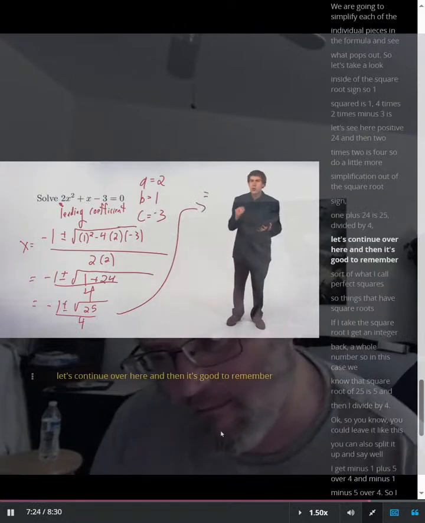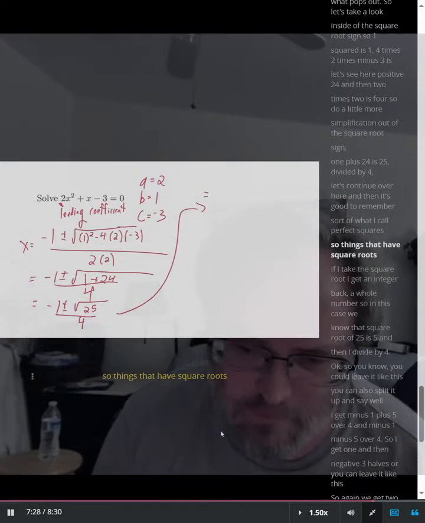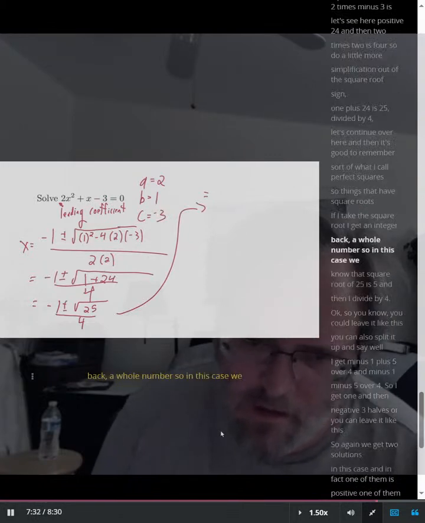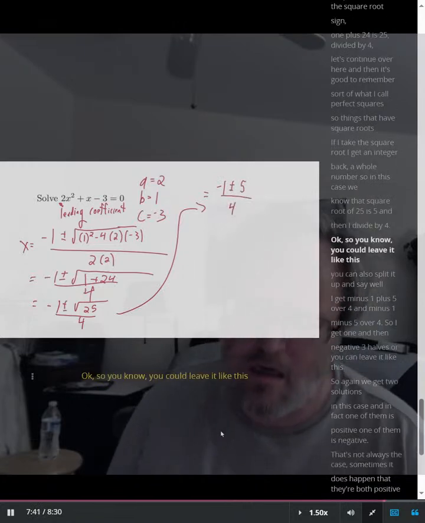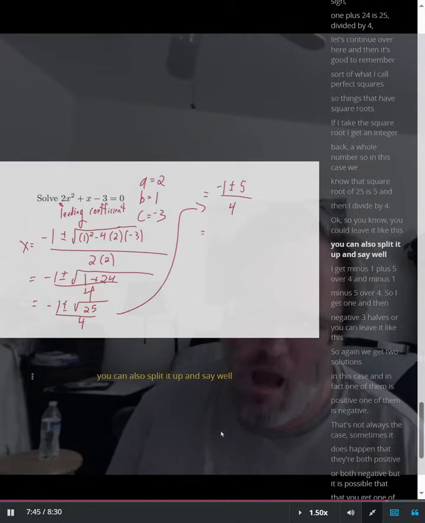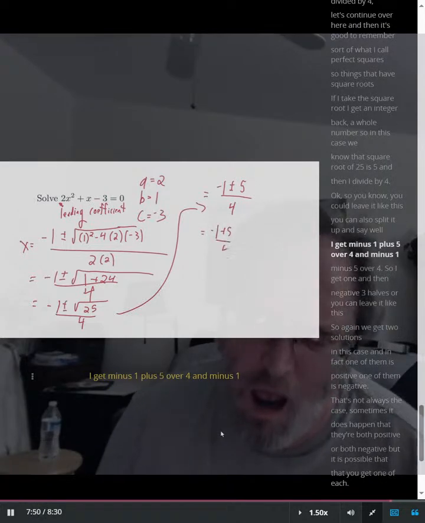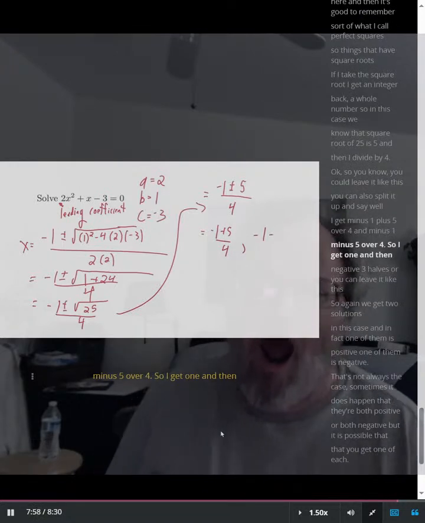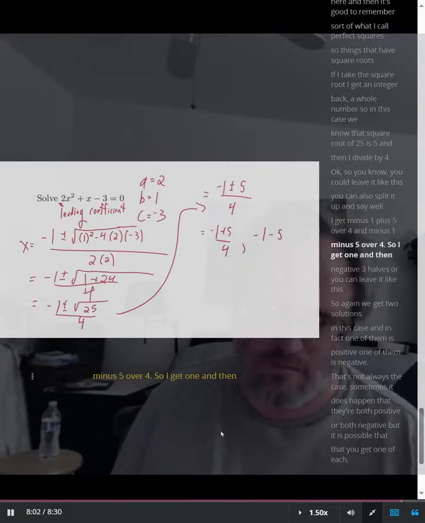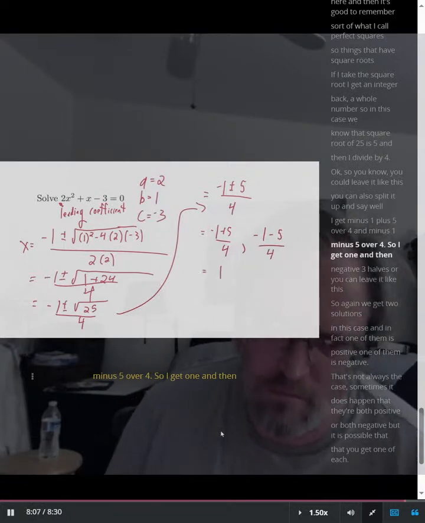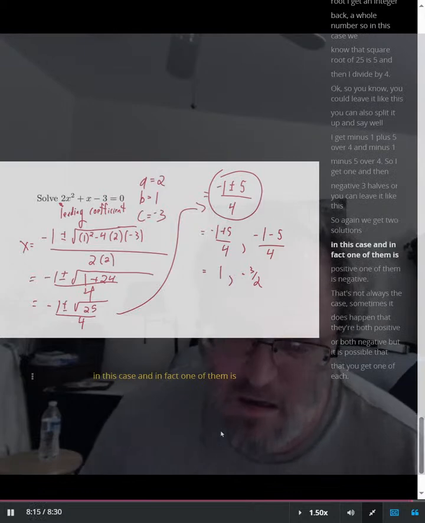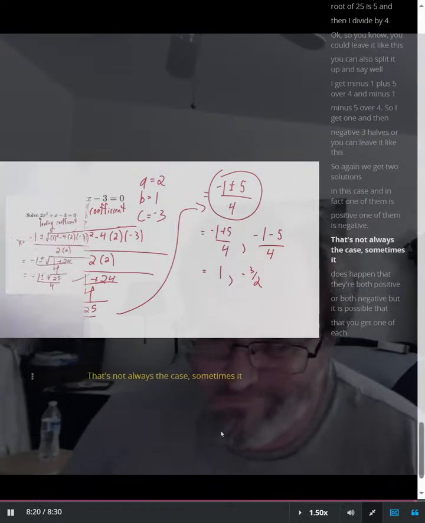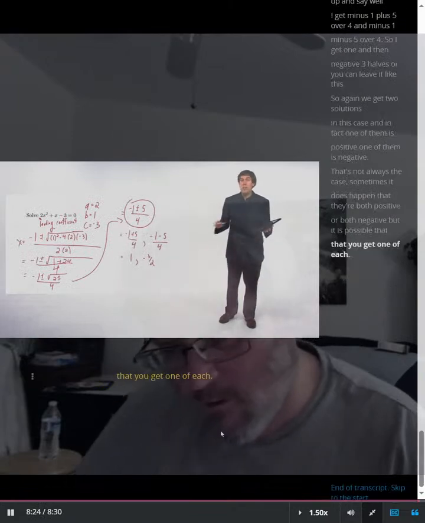Let's continue over here. And then it's good to remember your perfect squares, things that have square roots where, when I take the square root, I get an integer back, a whole number. So in this case, we know that the square root of 25 is 5, and then I divide by 4. Okay? And you could leave it like this. You can also split it up and say, well, I get minus 1 plus 5 over 4, and minus 1 minus 5 over 4. So I get 1 and then negative 3 halves. Or you can leave it like this. So again, we get two solutions in this case. And in fact, one of them is positive, one of them is negative. That's not always the case. Sometimes it does happen that they're both positive or both negative, but it is possible that you get one of each.